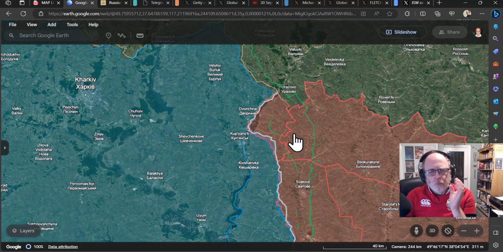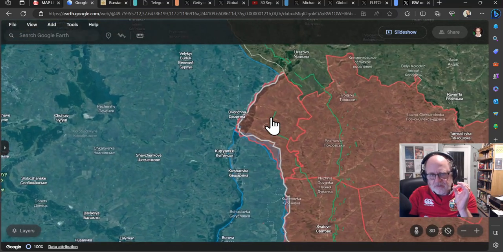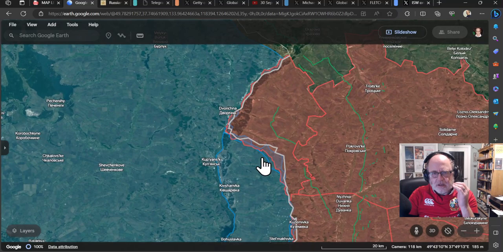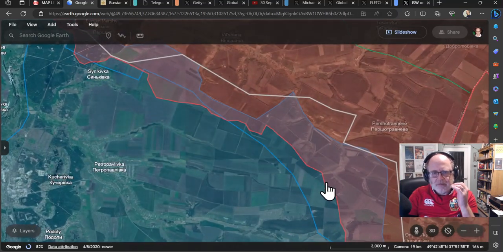Now, as you know, we have Andrew Perpetua, the pro-Russian but objective mapper. We have Suriyak Maps, a pro-Russian mapper, and Deep State Map, the pro-Ukrainian mapper. Those are the three maps that we draw from. From Deep State Map, we have the line prior to the counteroffensive, which is a white line. Then we have the red line of Suriyak Maps, and then the blue line of Andrew Perpetua.